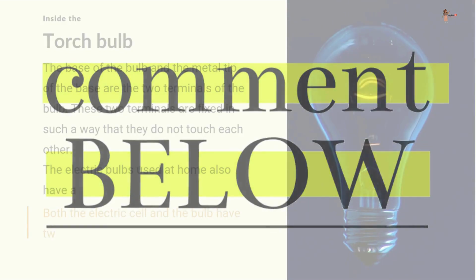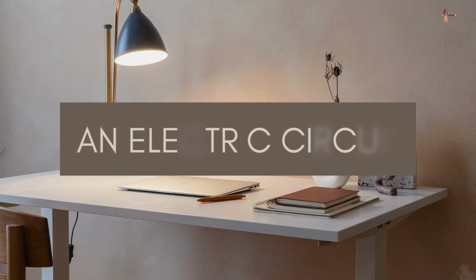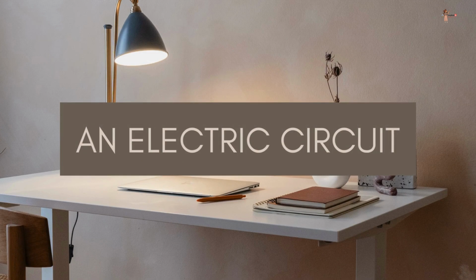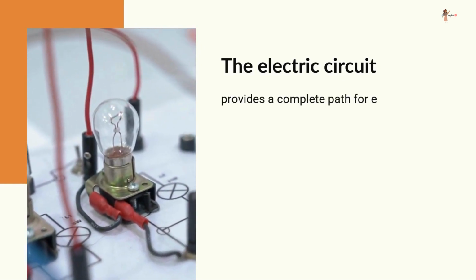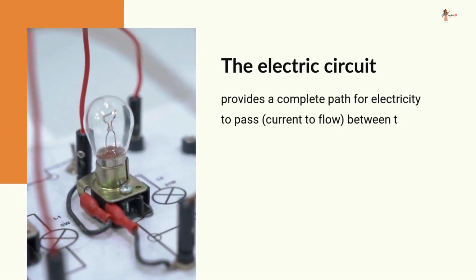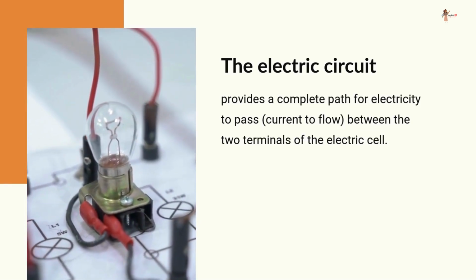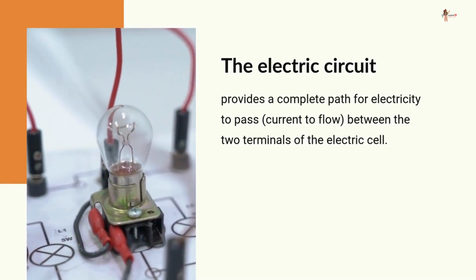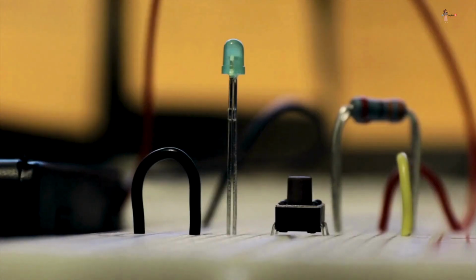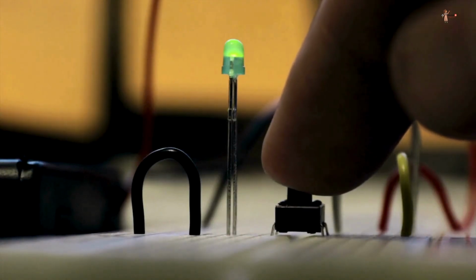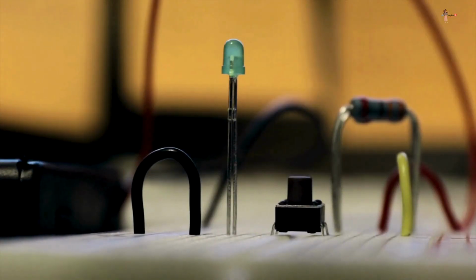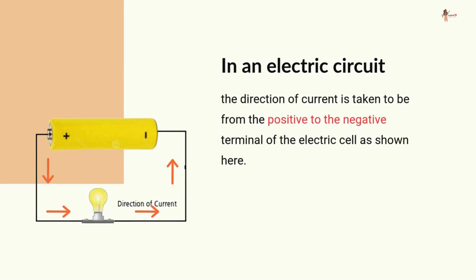Now let's go to our next topic, an electric circuit. The electric circuit provides a complete path for electricity to pass between the two terminals of the electric cell. The bulb glows only when current flows through the circuit. In an electric circuit, the direction of current is taken to be from the positive terminal to the negative terminal of the electric cell, as shown here.